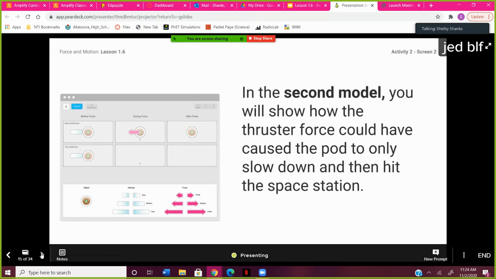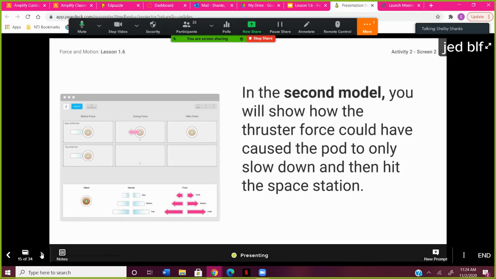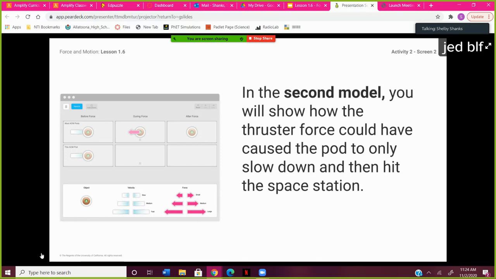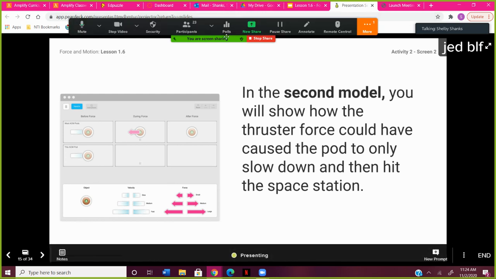For the second model, you guys will show how the thruster force could have caused the pod to only slow down and then hit the space station. Okay, we do know that it went in the opposite direction because it did bounce off the space station, but the pod only slowed down.